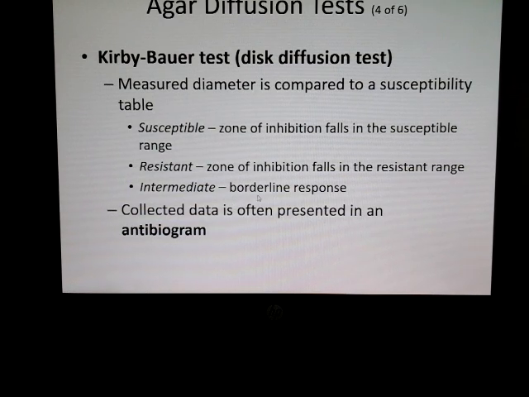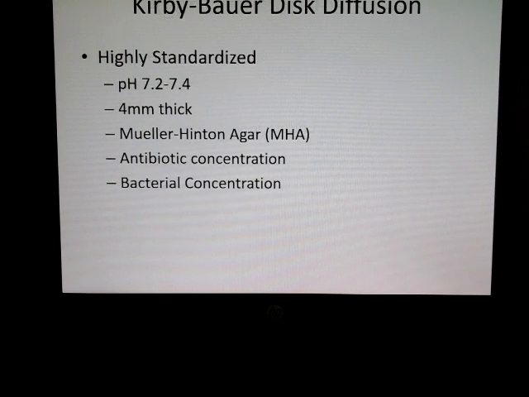Now, intermediates give a borderline response. And what I always tell my students is that if you measure intermediate, there's a good possibility that your bacteria is becoming resistant to that antibiotic. So only use intermediate as a last resort.